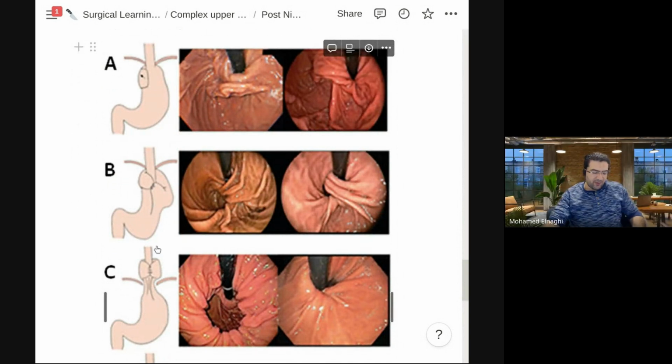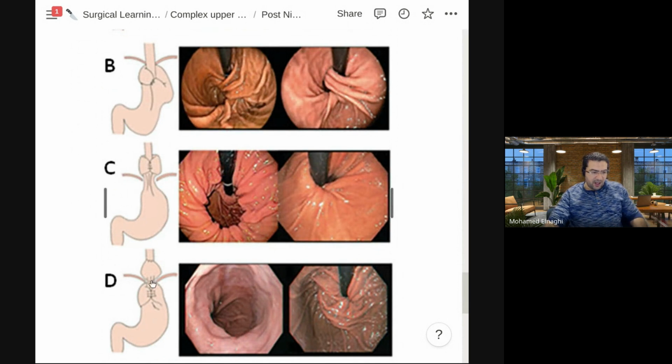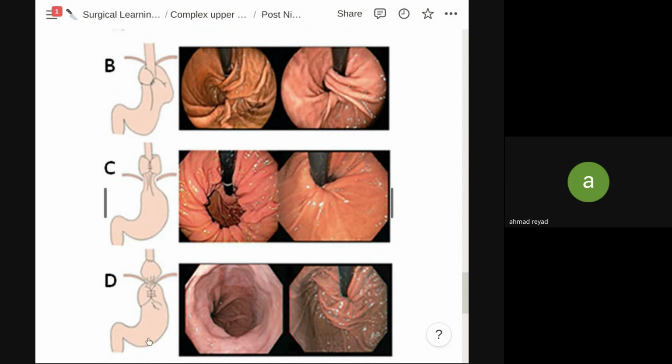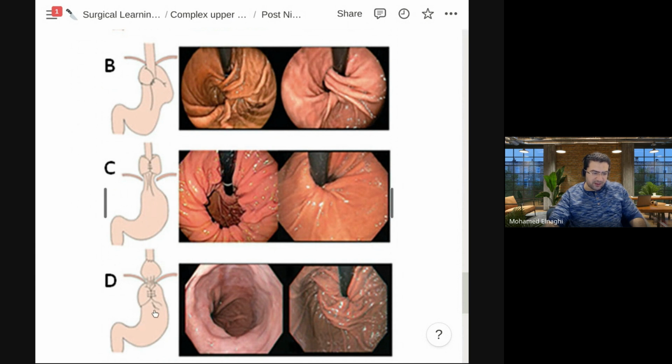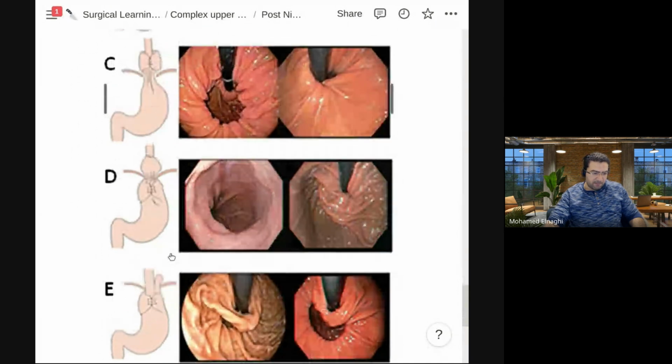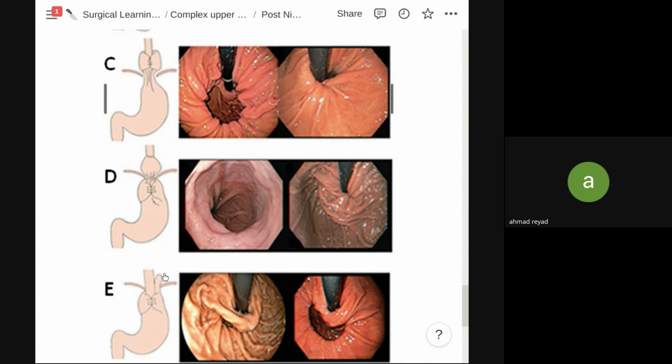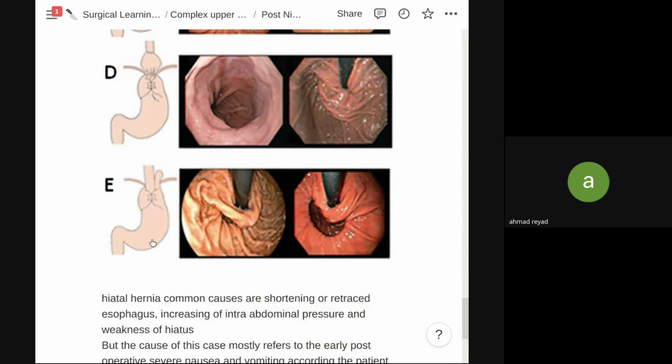The wrap is migrated above the hiatus, with complete disruption of the fundoplication and complete recurrence of the hiatus hernia. Then you've got a slipped wrap, which is slipped over the gastric body, with recurrence of hiatus hernia, and you find the crura of the diaphragm breaching over the stomach. Or you've got a recurrence of the hiatus hernia with a paraesophageal hernia, with herniation of part of the stomach alongside the esophagus.